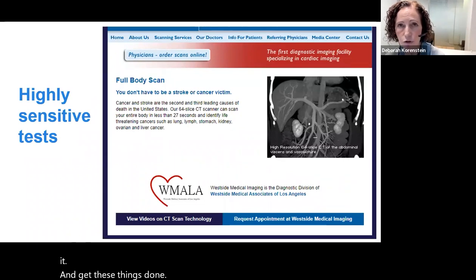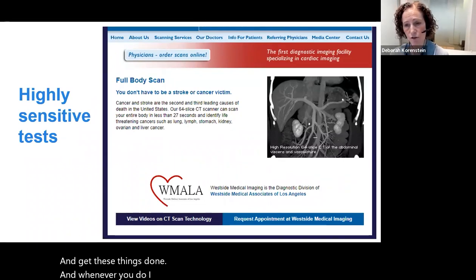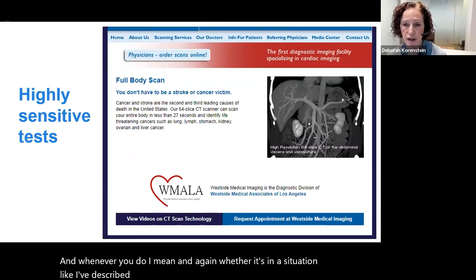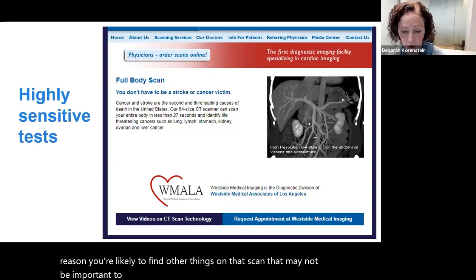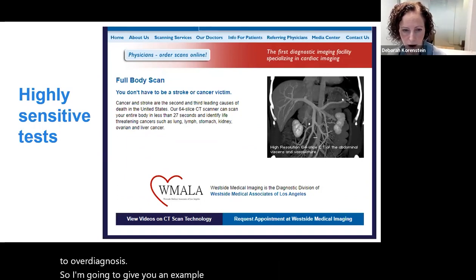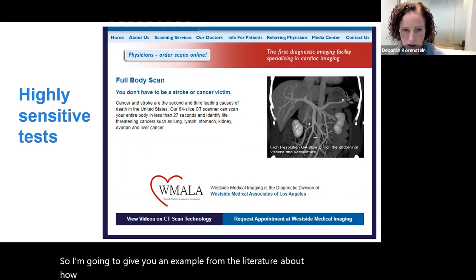And whenever you do, whether it's in a situation like I've described, or whether it's scanning that's done for a good reason, you're likely to find other things on that scan that may not be important to the patient and will very often lead to overdiagnosis. So I'm going to give you an example from the literature about how this has happened one time with regard to thyroid cancer.